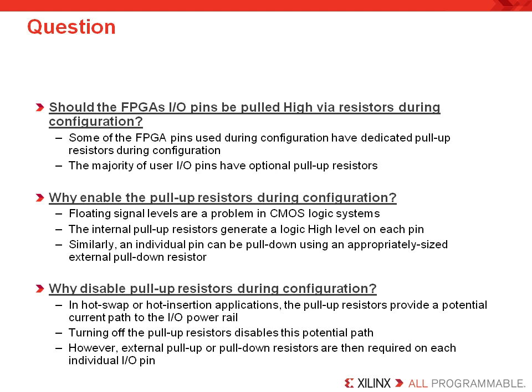Some customers choose to turn off the use of the pull-up resistors because it provides a current path to the I/O power rail in hot swap applications. But the caveat to this is that an external pull-up or pull-down resistor is then required on each I/O pin, at some additional cost and effort to the user.